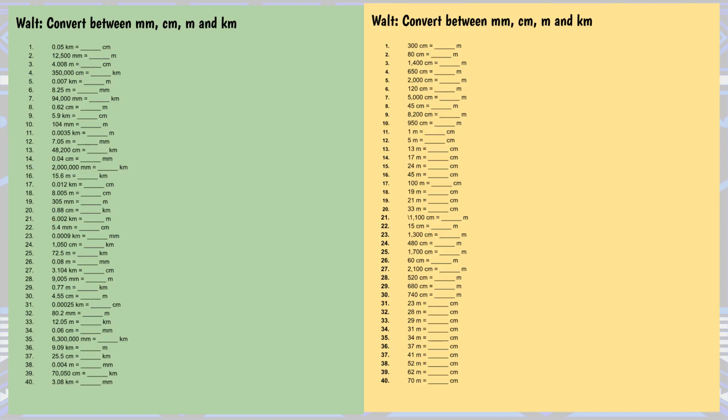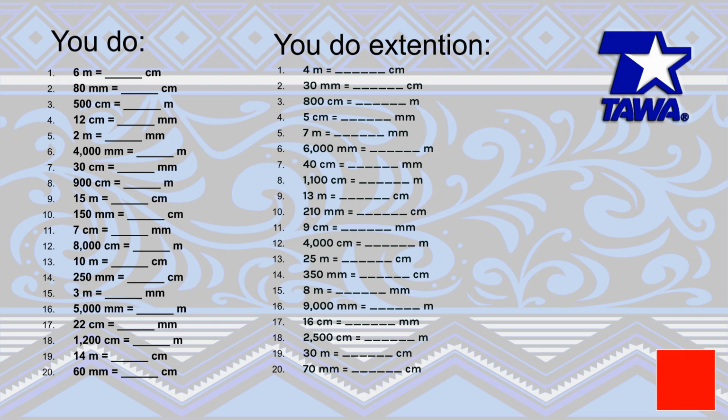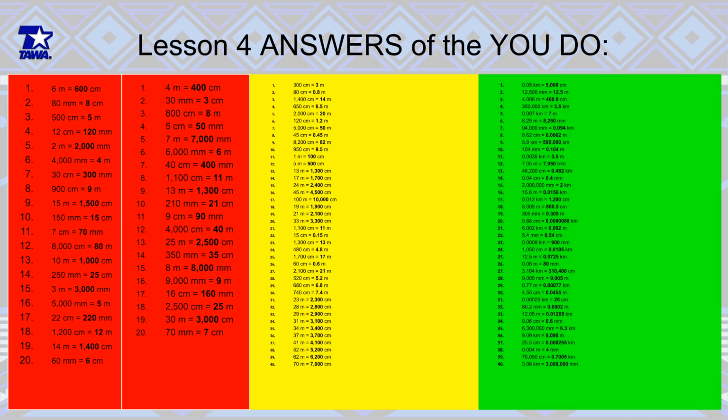The objective remains to convert accurately between millimeters, centimeters, meters, and kilometers. The conversions here include a wider range of values and unit combinations. Here are the you-do problems for Lesson 4. The yellow column offers practice for simpler conversions, while the green column challenges you with more complex conversions across all units. Check the answers for the Lesson 4 you-do exercises.